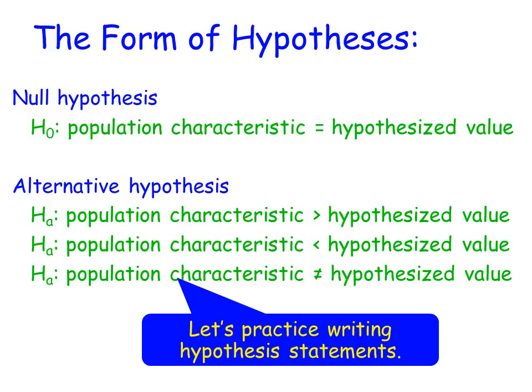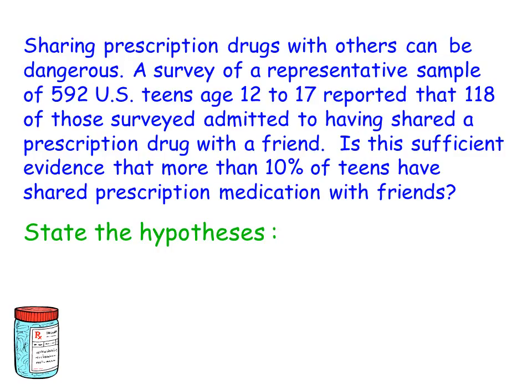We're going to practice writing some hypothesis statements. So sharing prescription drugs with others can be dangerous. A survey of a representative sample of 592 U.S. teens aged 12 to 17 reported that 118 of those surveyed admitted to having shared a prescription drug with a friend. Is this sufficient evidence that more than 10% of teens have shared prescription medication with friends?